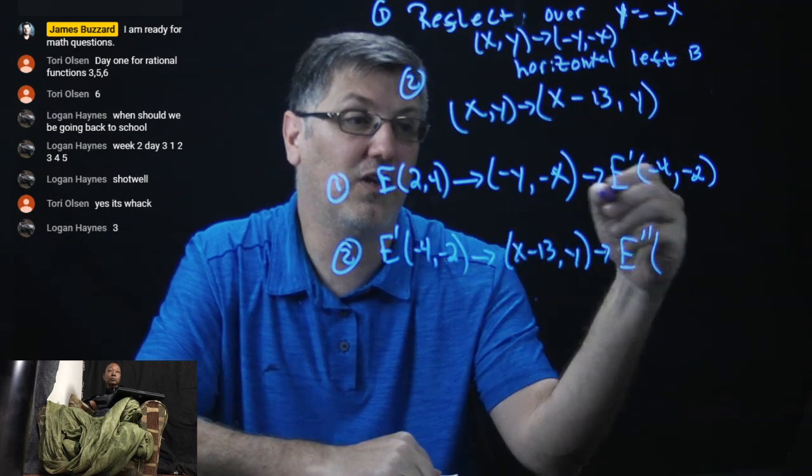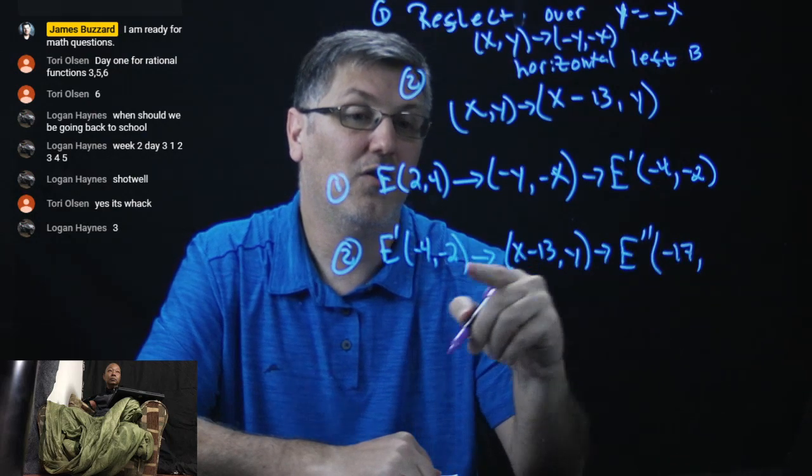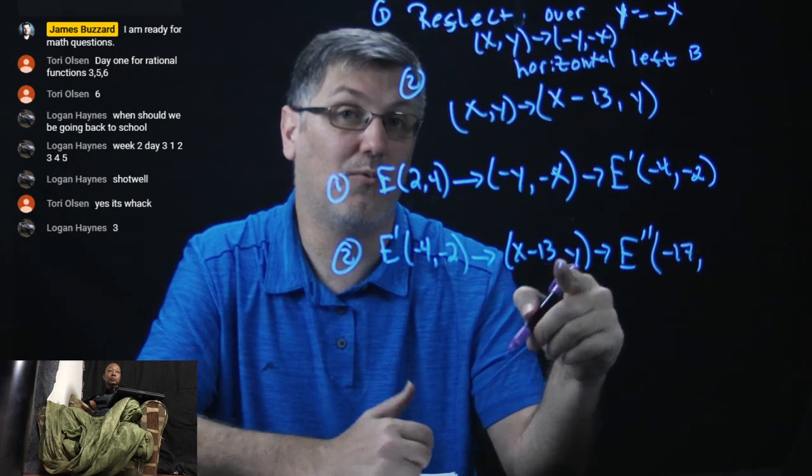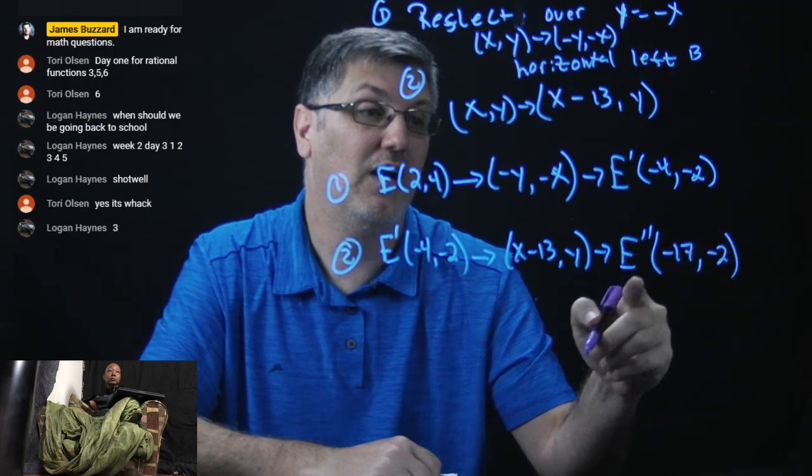Negative 4 minus 13, negative 17. We'll take this negative 2, plug it into y. Well, we didn't do anything to it. We get negative 2, and there's your E prime.